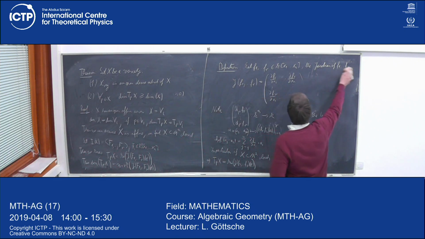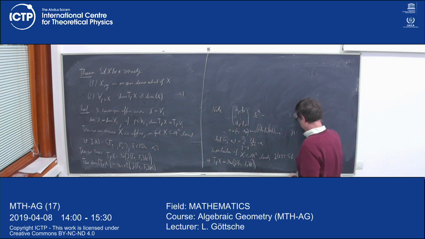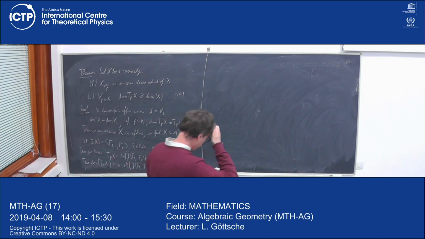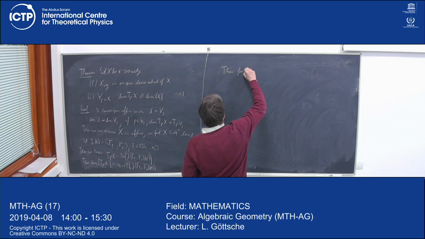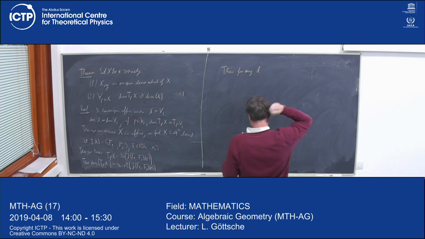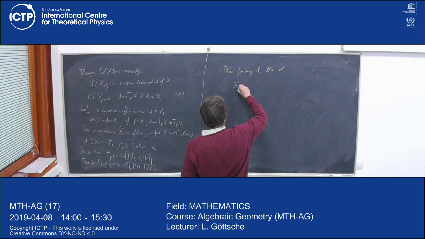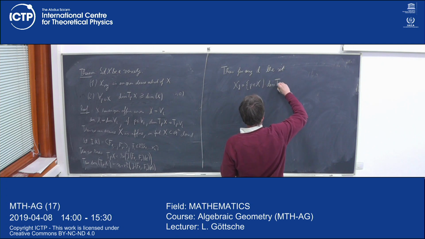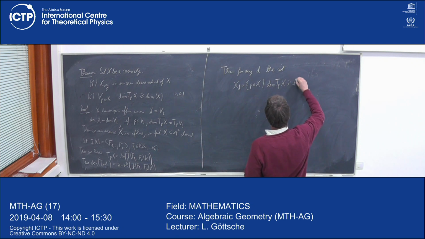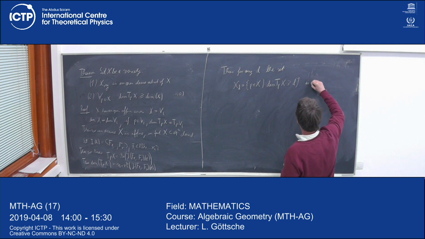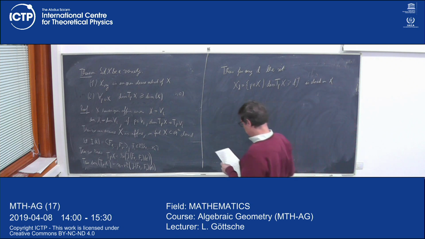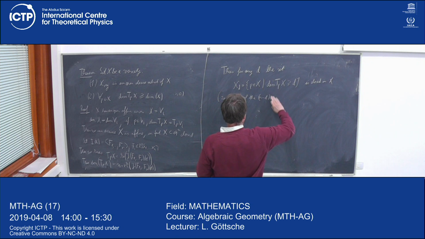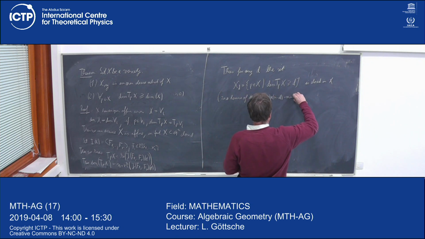But let's look at it for a moment. So thus, for any number d, the set Xd, which is the set of all points in X such that the dimension of the tangent space of X is bigger or equal to d, is closed in X. Because it's a zero locus of the n minus d times n minus d minors of the Jacobian.